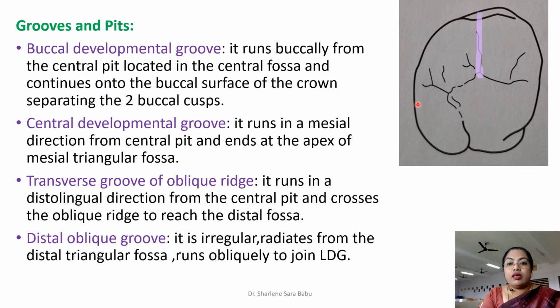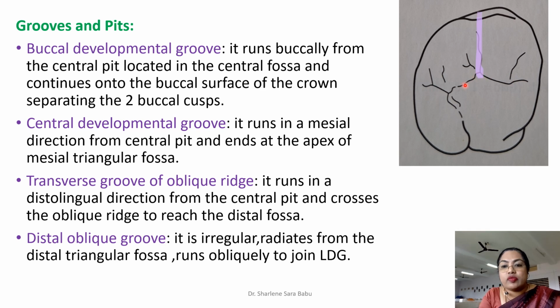Next, let us go in detail on the grooves and the pits. The first is a buccal developmental groove. It runs buccally from the central pit located in the central fossa and continues on to the buccal surface of the crown, separating the mesiobuccal and the distobuccal cusp. The next is a central developmental groove. It runs in a mesial direction from the central pit and ends at the apex of the mesial triangular fossa.